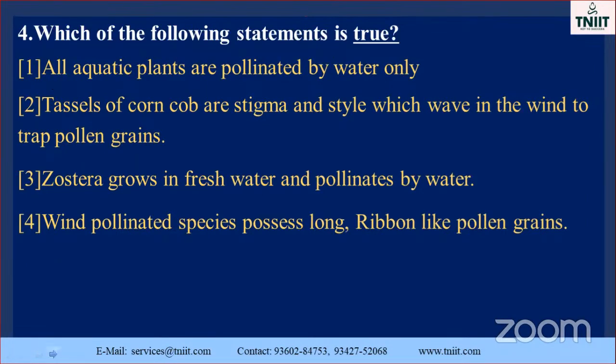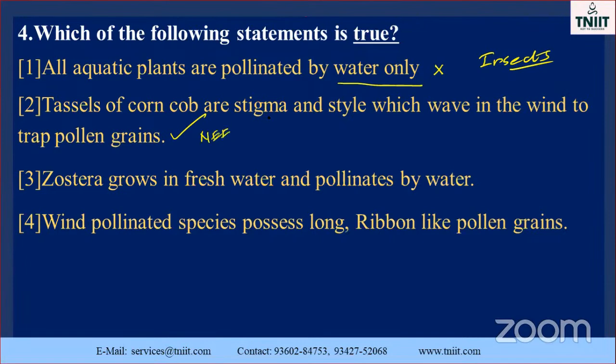See, at the first point, all aquatic plants are pollinated by water only. No. Some of them are pollinated by insects. For example, you already studied Vallisneria, water lily. Second point is the tassels of corn cob, or stigma and style, which wave in the wind to trap pollen grains. That is very, very important.